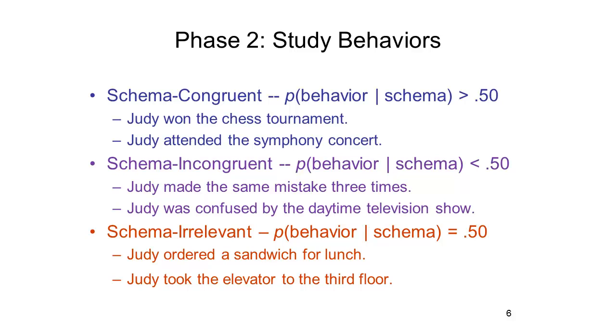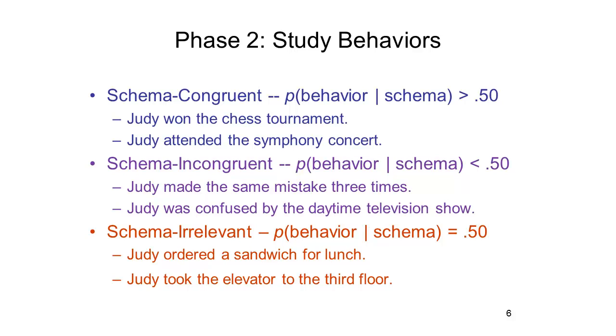And still other behaviors are schema irrelevant, in that they don't bear on the schema at all one way or the other. They're not the kinds of things that would be predicted or contra-predicted by what we know about the individual. Like Judy ordered a sandwich for lunch, which is something anybody can do. And Judy took the elevator to the 3rd floor, which you can do whether you're intellectually sophisticated or not.